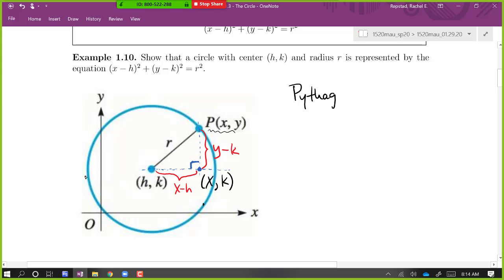So we turn to Pythagoras again. Pythagoras tells us that if I add up the squares of the legs, so x minus h squared plus y minus k squared, that should give us the square of the hypotenuse, which is r squared.